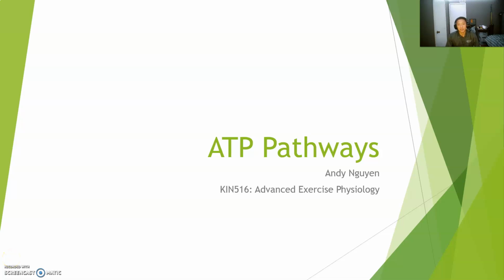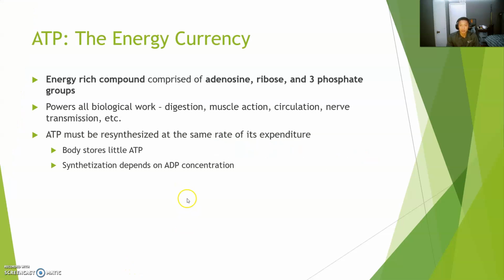My name's Andy Nguyen, and I'm here to talk about ATP and its pathways of synthesis within our body. To start off, we have ATP, or adenosine triphosphate, which is an energy-rich compound that is made up of adenosine, ribose, and three phosphate groups.